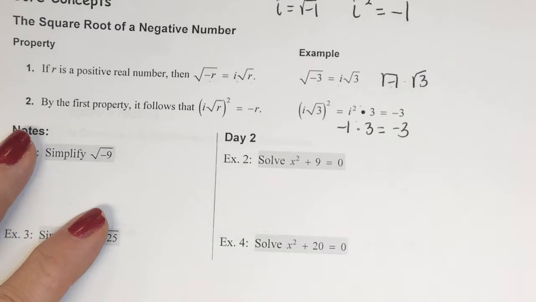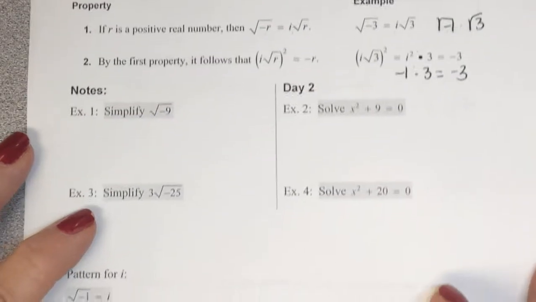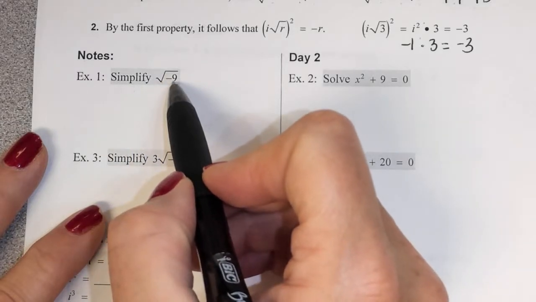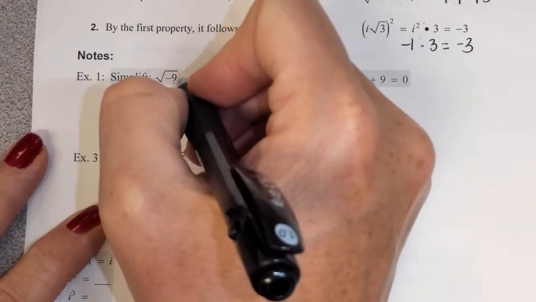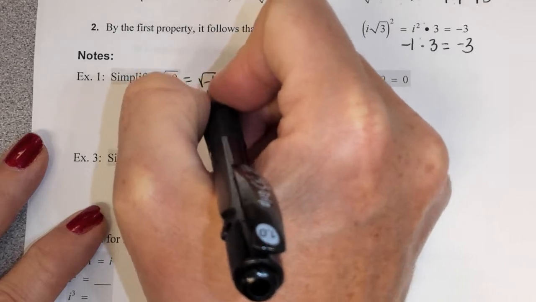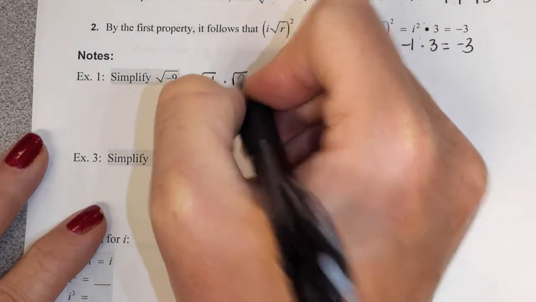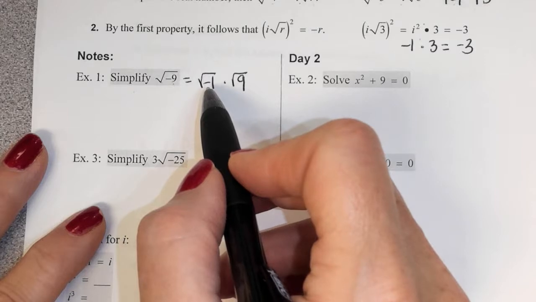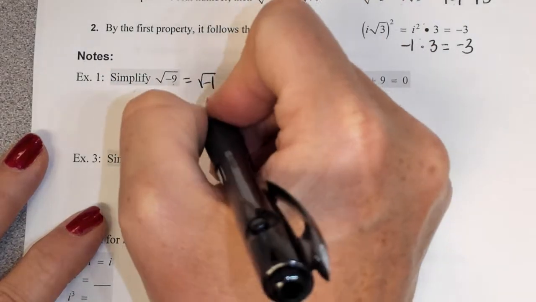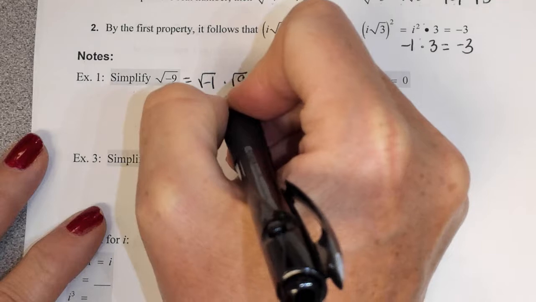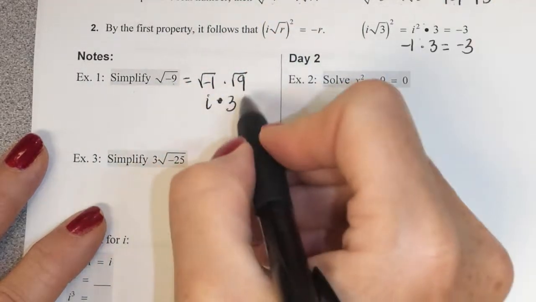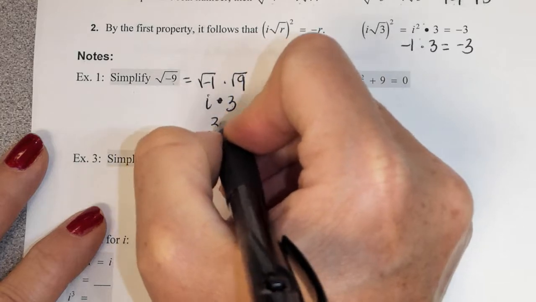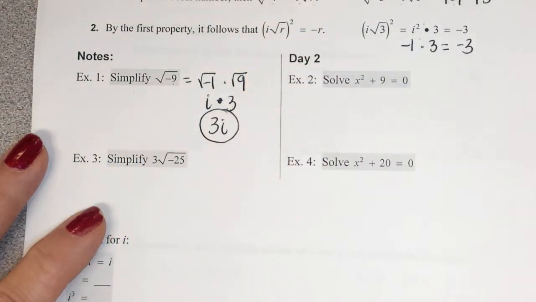Okay. All right, we're going to look at some examples here. First example, simplify the square root of -9. Well, I'm going to think of this as the square root of -1 times the square root of 9. What is the square root of -1? i. What's the square root of 9? 3. So if I have i times 3, whenever I have a whole number like this, I'm going to write this as 3i for my solution.